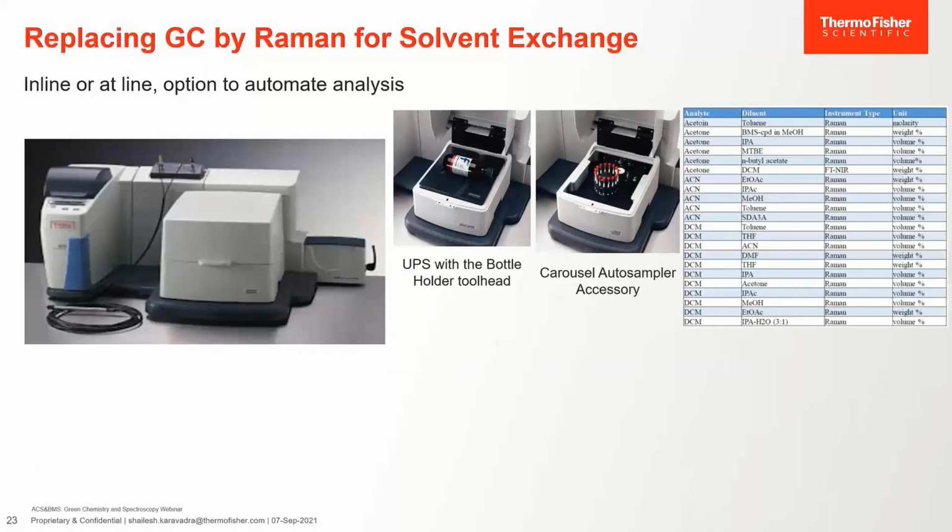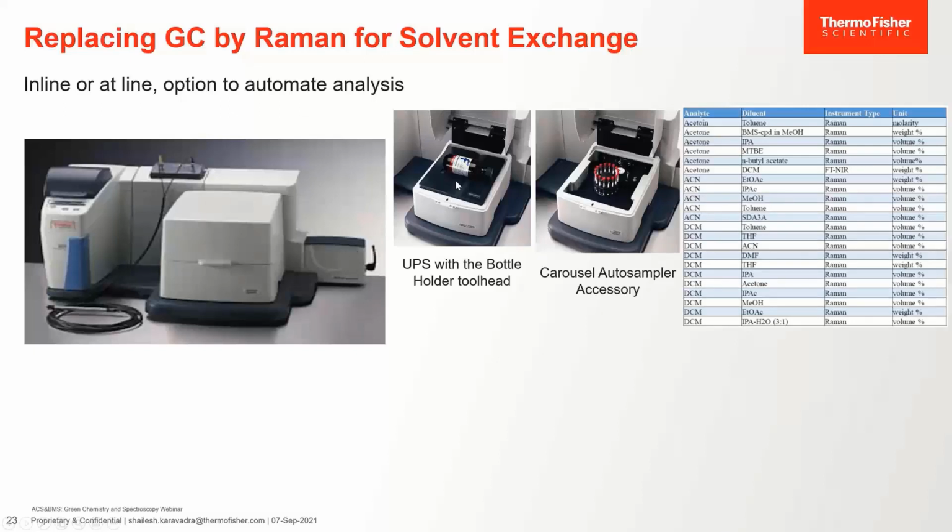There are many advantages of Raman spectroscopy, especially when you are doing offline Raman spectroscopy compared to chromatographic methods. This includes no sample preparation time for Raman compared to several minutes for GC or HPLC, reducing contamination risk. And with a Raman spectrometer like this, which can also hold a carousel autosampler accessory, you can really automate the measurements for many of your samples.